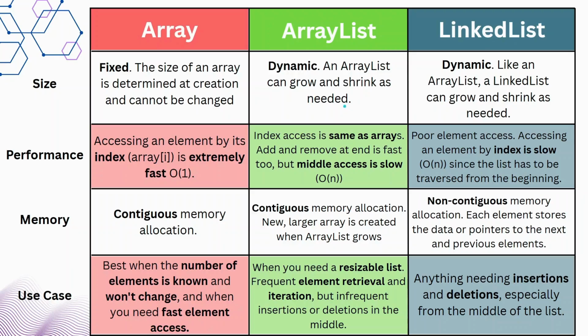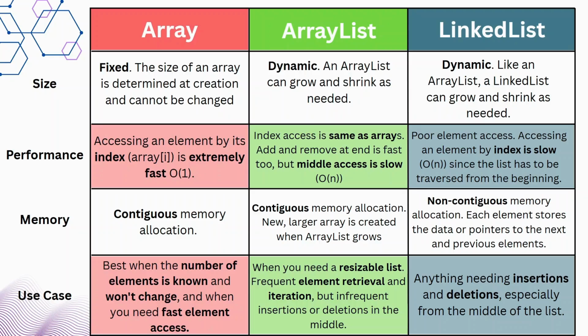However, this contiguous structure is also its weakness. Adding or removing elements in the middle is slow, which is denoted as O(n), because all elements must be physically shifted over when adding or removing. You should use an ArrayList when your application requires a resizable list and you plan on mainly doing element retrieval and iteration. But if you're modifying elements in the middle frequently, don't use an ArrayList.